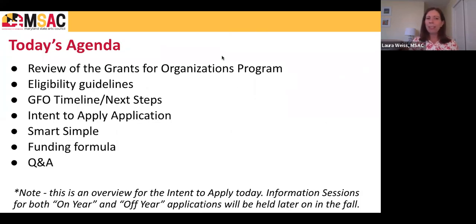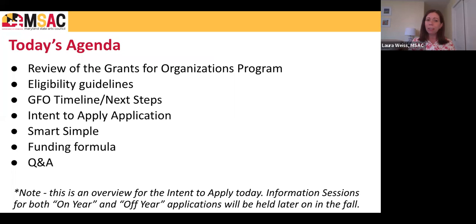All right, to today's agenda, we are here really focused on the Grants for Organization program, specifically the intent to apply for new organizations to join the program. So we are going to go through a review of the GFO program today. Grants for Organization, GFO, you're going to hear that a lot today. We'll go through the eligibility guidelines. We're going to talk about the GFO timeline and the next steps that go through the entire process if you do indeed go through with that intent to apply and you are accepted into it.